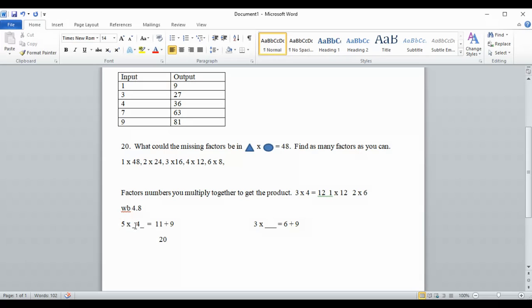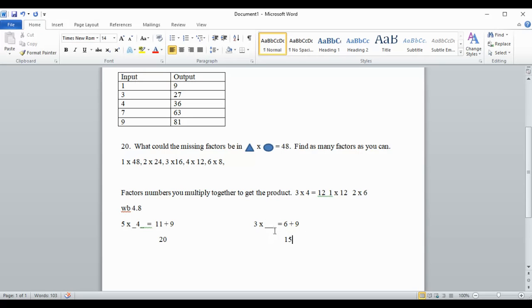You want to get these two sides to equal. All right, and here's the same thing. 3 times something is going to equal 6 plus 9. Well, we know we can figure this part out. 6 plus 9 equals what? I hope you said 15, because 6 plus 9 is 15, which I'm going to type right there. So this side equals 15.